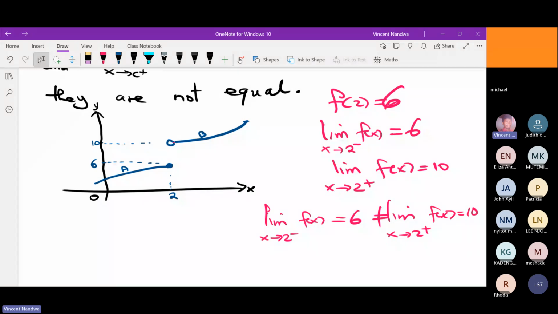Now for jump discontinuity, because the problem comes with limits, we can't redefine them to be continuous. The discontinuity remains the way it is. We can't do a redefinition for the function to be continuous.